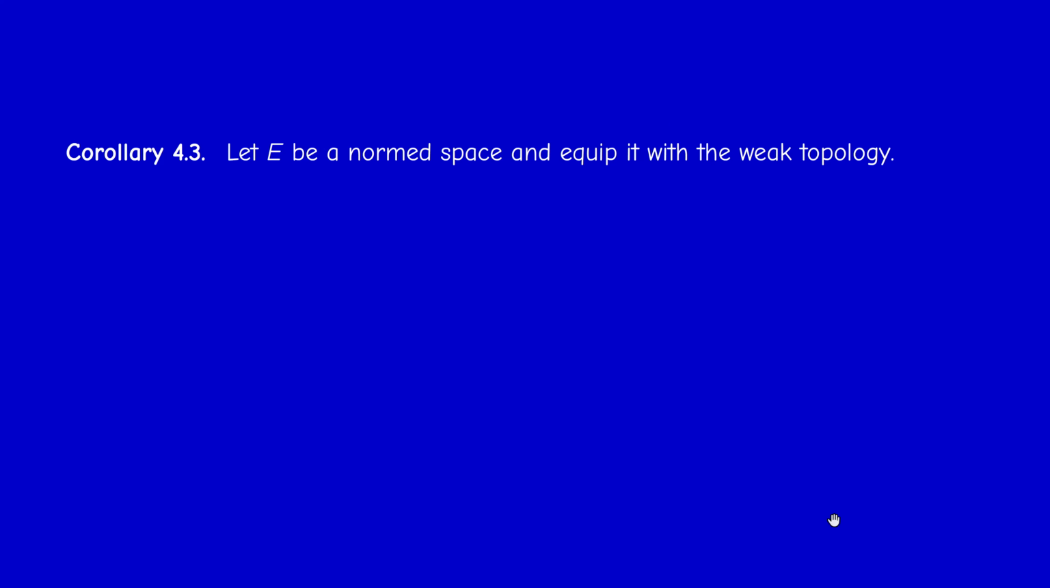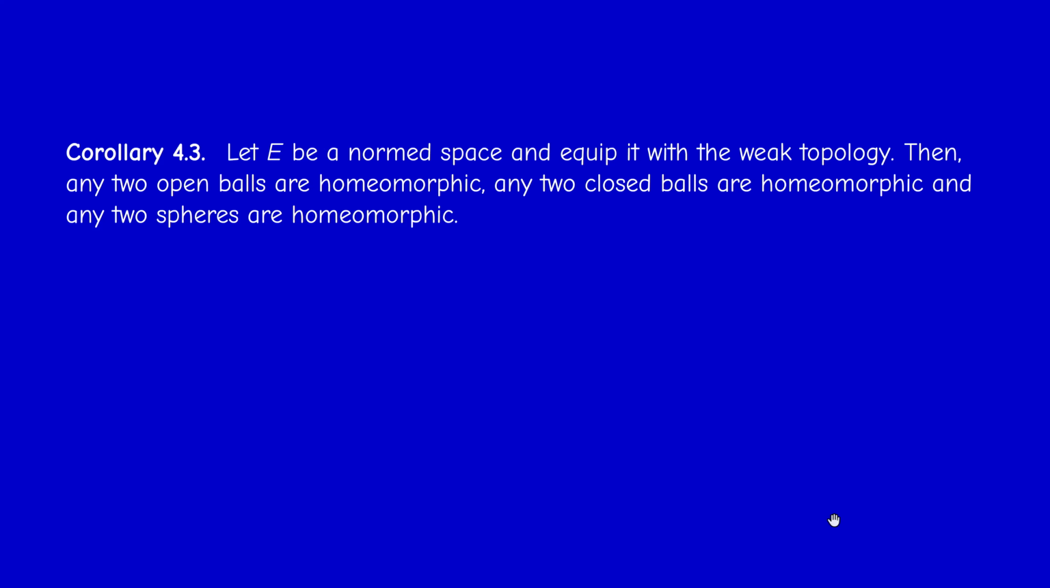And as a consequence of this, corollary 4.3: if you equip E with the weak topology, then any two open balls are homeomorphic, any two closed balls are homeomorphic, and any two spheres are homeomorphic. We know that this is true if we equip E with the norm topology, as it's not difficult to prove, and with the same homeomorphism actually. But it turns out that the homeomorphism that I'm going to write now is continuous both in the weak topology and in the strong topology.